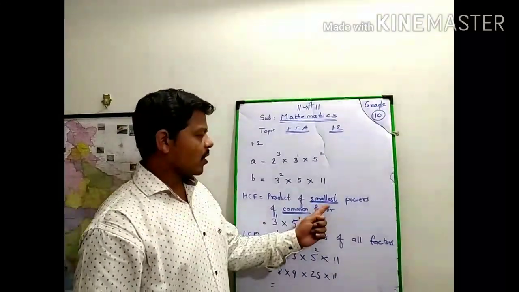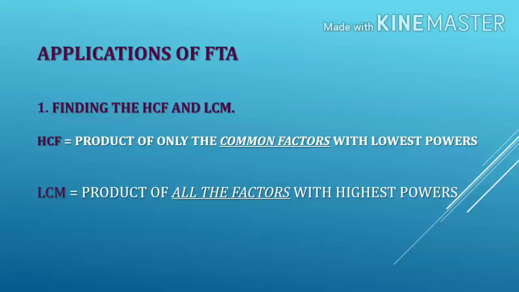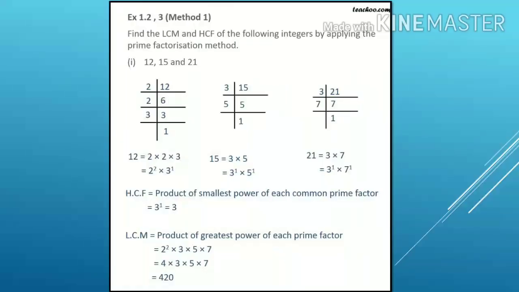HCF, product of smallest powers of common factors. LCM, product of all factors with higher powers. You are going to write down these definitions, learn them very, very nicely. Accordingly, you will be finding out the HCFs and LCMs. Write down. Right now on your screen, we have seen one more example wherein it is about 12, 15 and 21. You can see what their common factors are. How have we found out the HCF and LCM? You will be doing it on your own.